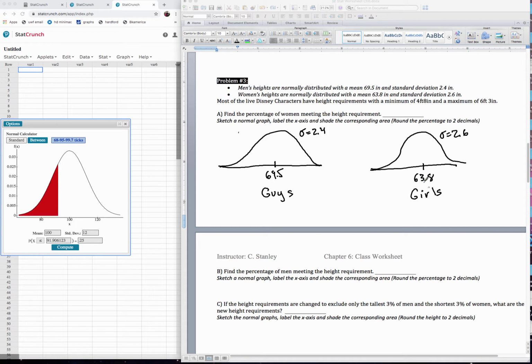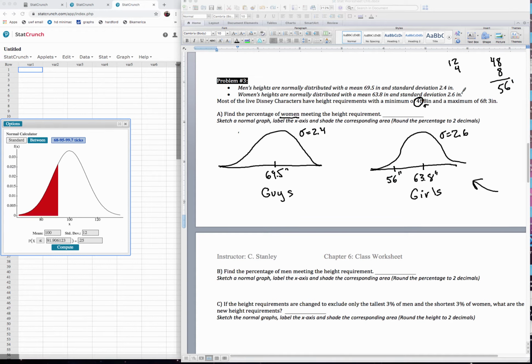Okay, find the percentage of women that meet the height requirement. So what's the height requirement? 4'8". That's 4 feet. You have to do a little conversion here because they give us inches. These are all inches. So 4 feet is 12 times 4, that's 48 inches, and I have 8 more inches, so I need to add 8 to that. So that would be 56 inches. The shortest you could be is 56.